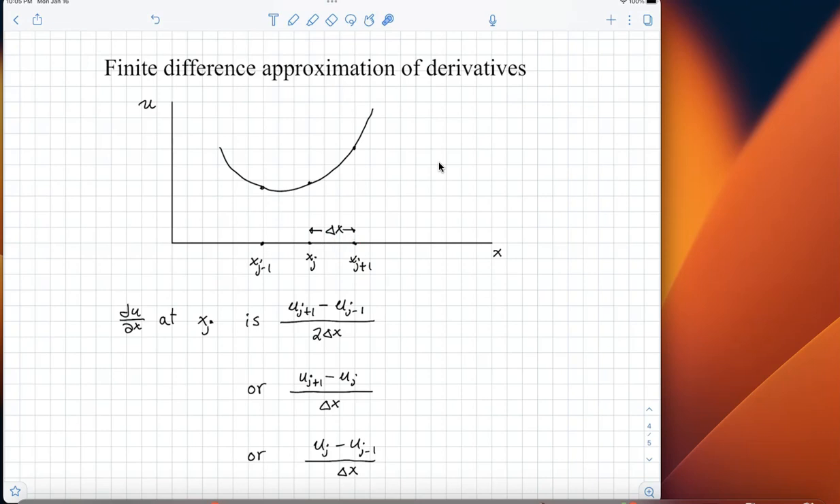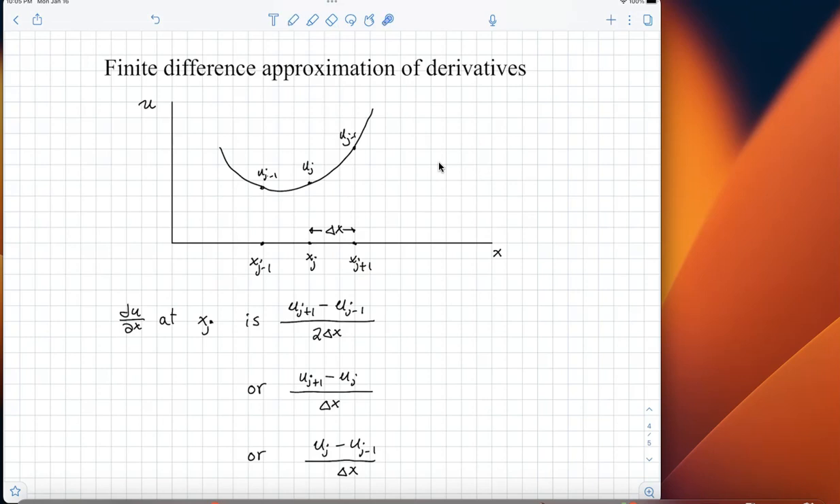So the distance between the 2 points is delta x, and I'm going to assume that everywhere the distance is the same. So from the point xj to the left point, the distance is delta x. From the point xj to the right point, the distance is also delta x. Now at the point xj plus 1, I have a value of u which I'm going to denote by uj plus 1. At point xj, I have a value u which I'm going to denote by uj, and so on. So that one would be uj minus 1.